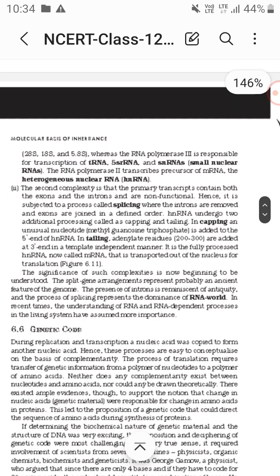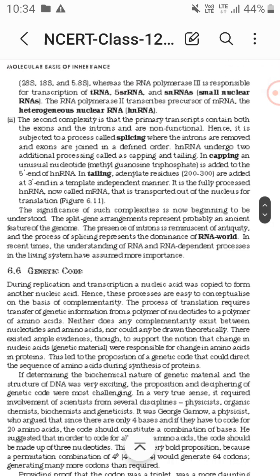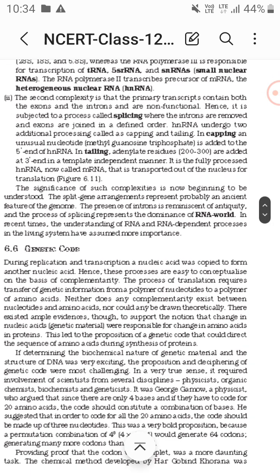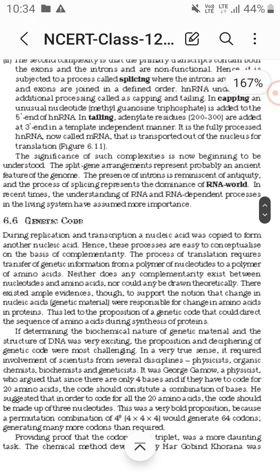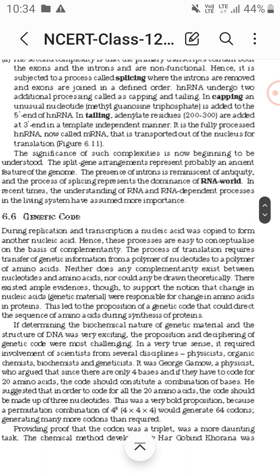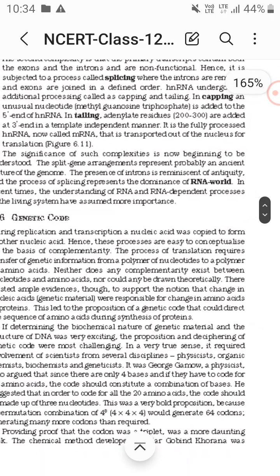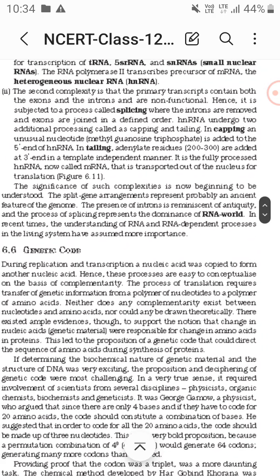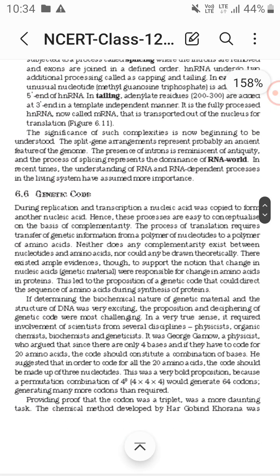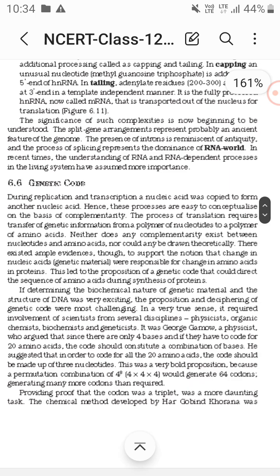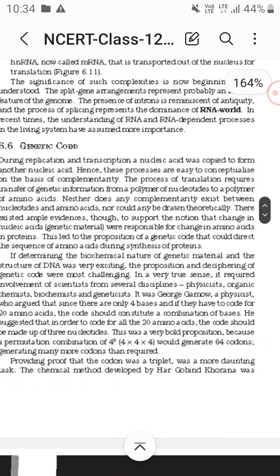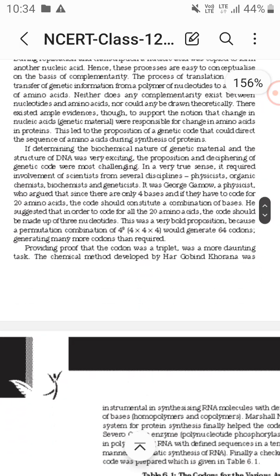There is splicing, where the introns are removed and exons are joined in a defined order. There is capping and tailing. Capping is where an unusual nucleotide, methyl guanosine triphosphate, is added at the 5' end, and tailing is where 200 to 300 adenylate residues are added. So for the RNA world, the presence of introns is reminiscent of antiquity, and the process of splicing represents the dominance of the RNA world. This is it.